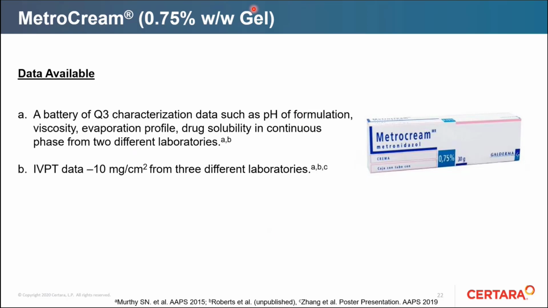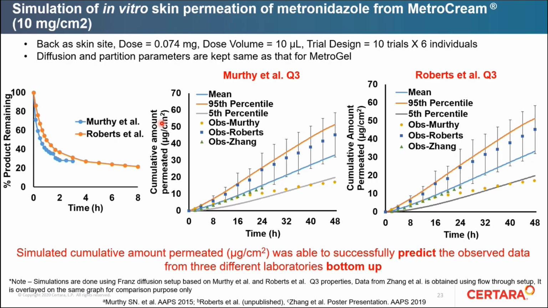We also had a whole battery of Q3 characterizations: pH of the formulation, viscosity, what the evaporation profile of this product looks like, what the solubility is in continuous versus dispersed phase, and we have IVPT data from 3 different laboratories at 10 milligram per centimeter square. And when we parameterized, we didn't change any of the parameters in this exercise.